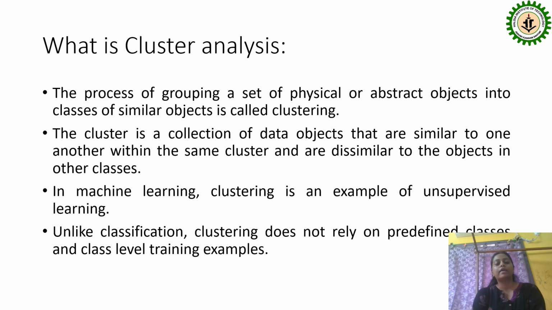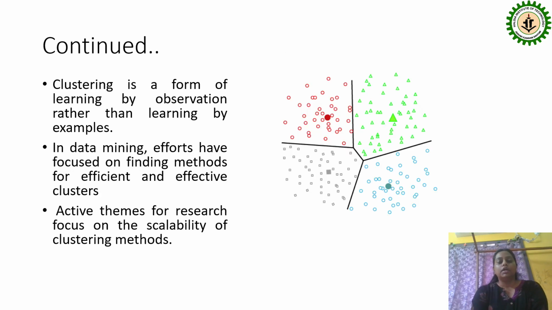In machine learning, clustering is an example of unsupervised learning. Unlike it, classification is an example of supervised learning, which relies on predefined classes and class label training. Clustering does not rely on predefined classes or class labels. So from this, we can see that clustering is a form of learning by observation rather than learning by example, which is actually done in the classification technique, where we do learning by example.